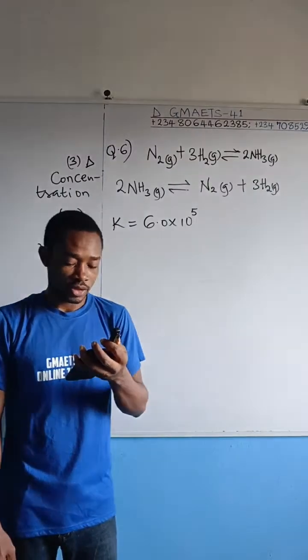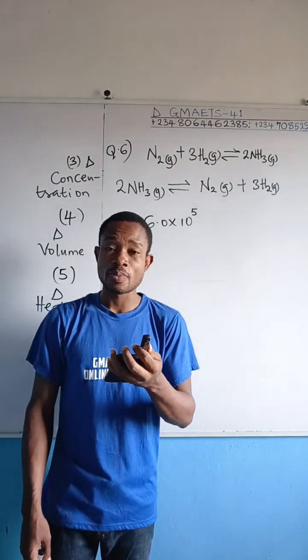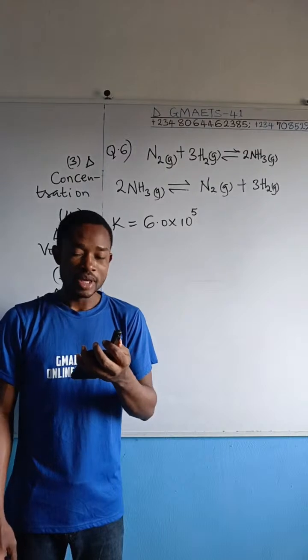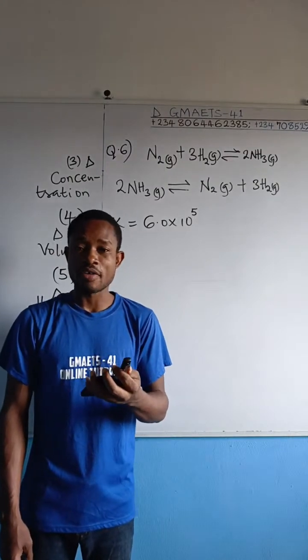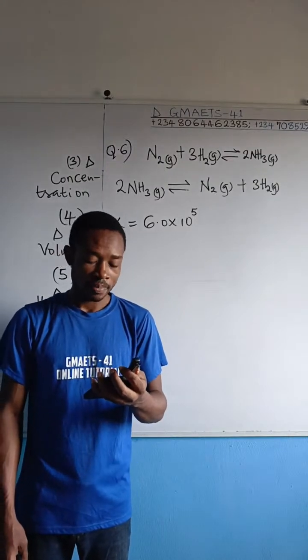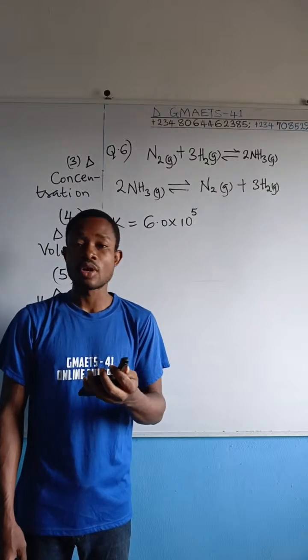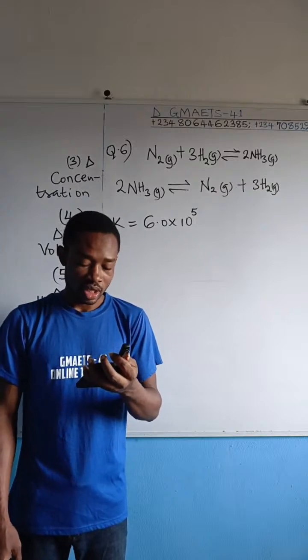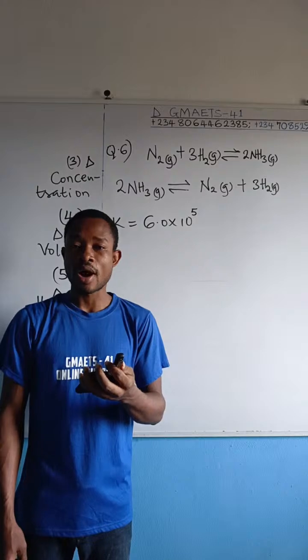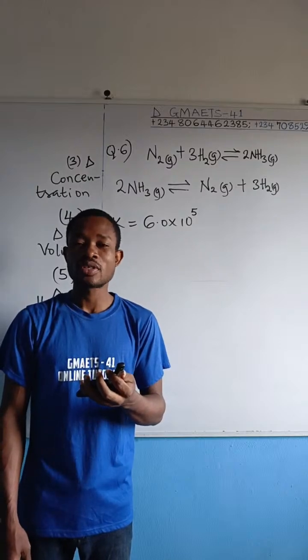Now we have the options. A, 1.7 times 10 to the power of minus 6. B, 2.5 times 10 to the power of minus 6. C, 3.3 times 10 to the power of minus 6. D, 4.0 times 10 to the power of minus 6. How do we solve this problem?